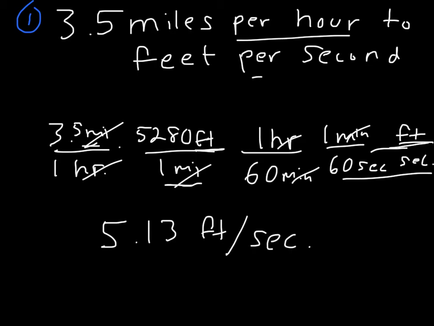Okay, so just double check that you did that right in your calculator. Again, on the top it's 3.5 times 5,280 times 1 times 1, and then multiply the bottom together, and then you'll take the top divided by the bottom to get 5.13.